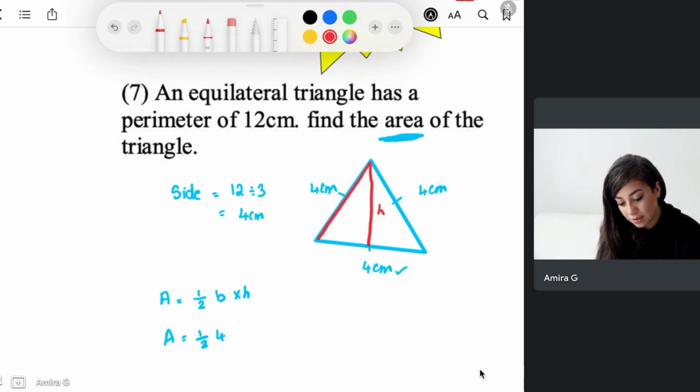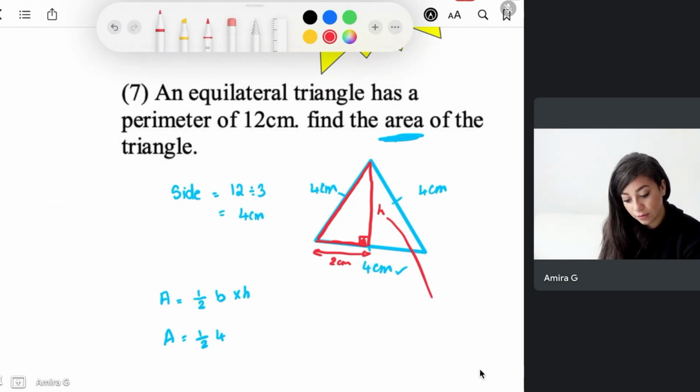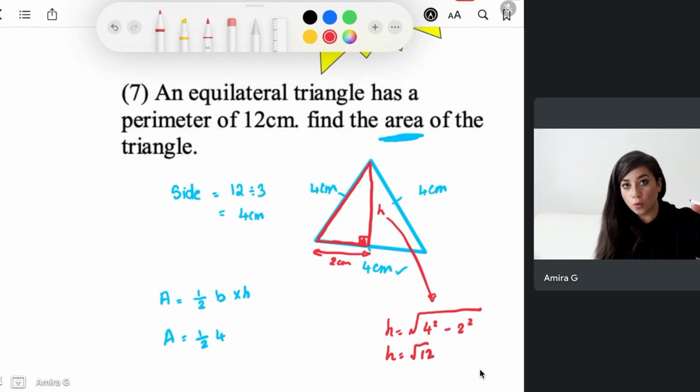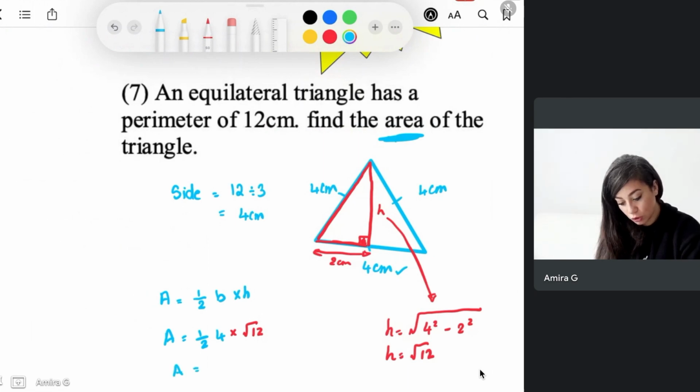If I draw this triangle over here, you'll notice I get a right angle triangle, okay? This doesn't work all the time. It works if it's an isosceles or an equilateral, because you know that this is 2 centimeters because it splits it in the middle. How can I find h? Let's find h on the side down over here. You see, when I drew it, I realized that h isn't just 4. No, it's not. Life doesn't work like that, okay? So my area equals 2 square root 12 centimeters squared.